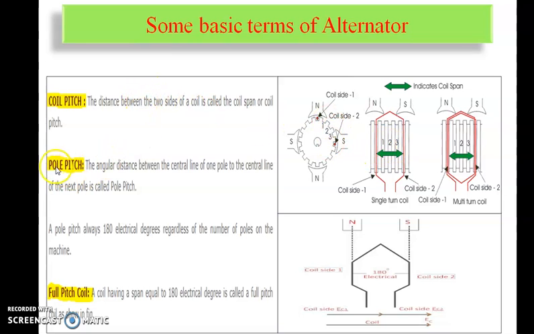Next definition we'll say about the pole pitch. Okay, the angular distance between the two central lines, the central line of one pole to the central line of another pole. Simple लक्षात कसं ठेवायचं, the peripheral distance between these two.